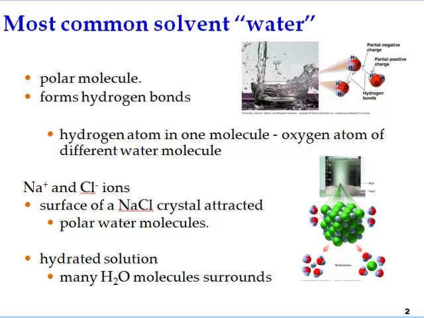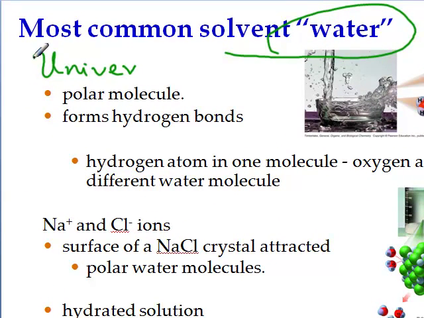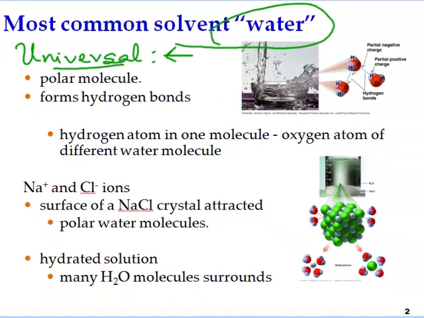Okay, now water is considered to be the universal solvent. Why we call water a universal solvent is very important to understand, especially for those of you who are going into biology classes, because it's going to come up many times. Water is present in abundance in living cells, and it's also a universal solvent. Water dissolves two forms of substances.